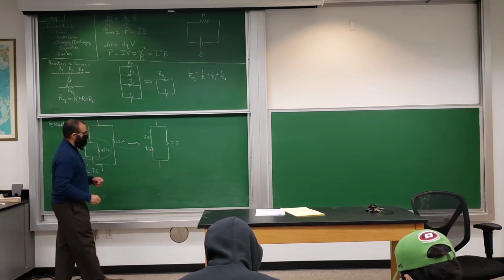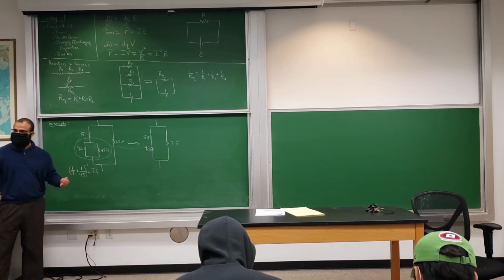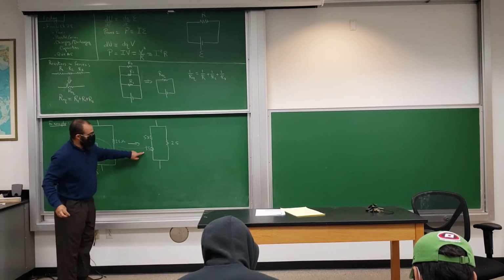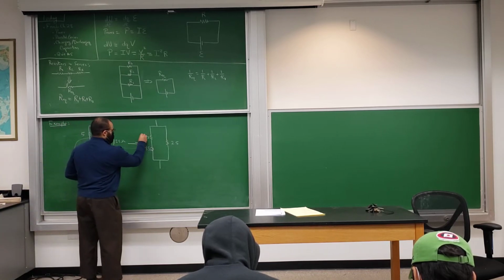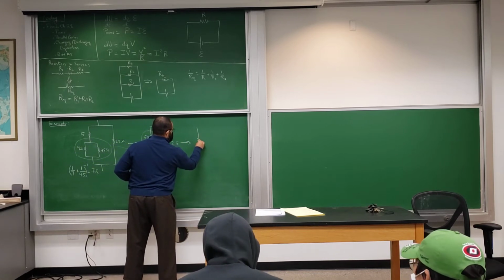Next, what's the next thing that we need to do? Series. Add them together. These two are in series, 7.5 plus 5. Good. So my circuit now becomes this. It is 12.5.